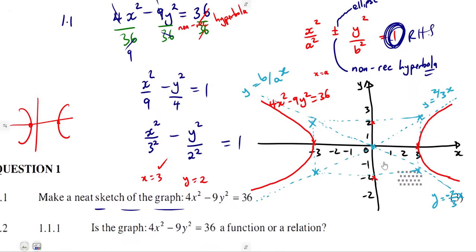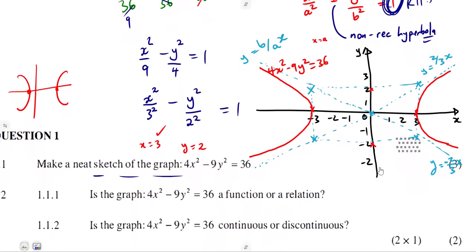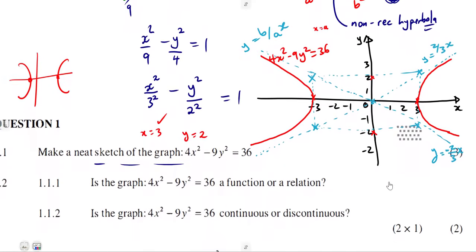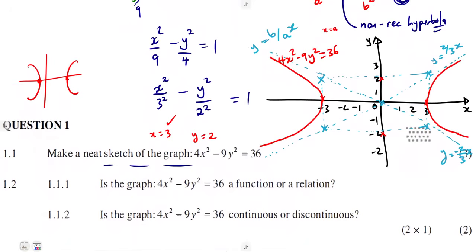Okay, you are done. So you are done on this part. And if we are to consider, they are asking on 1 point. Okay, so this is 1.1, and then they are saying 1.2. This is 1.1.1. All right. Is the graph of 4x squared minus 9y squared equal to 36 a function or a relation?